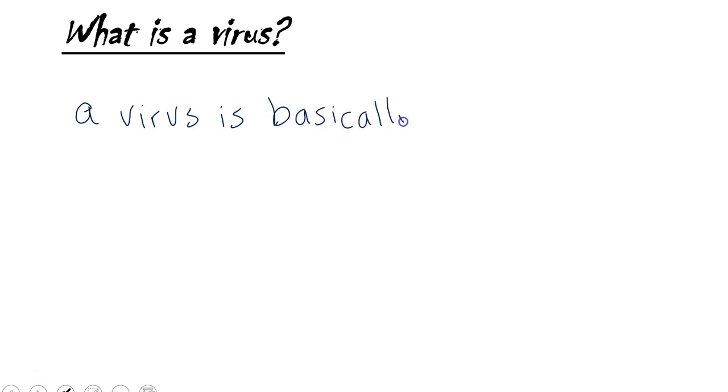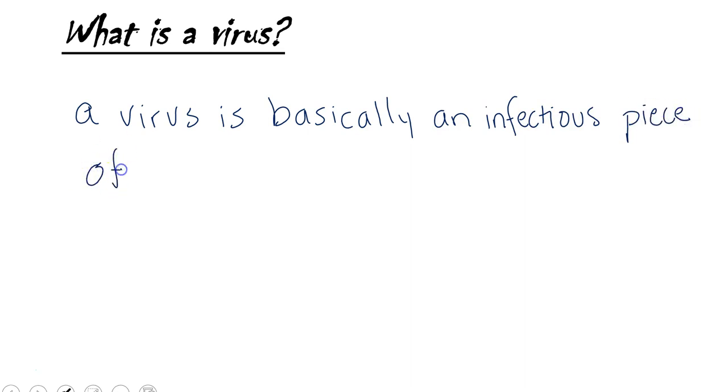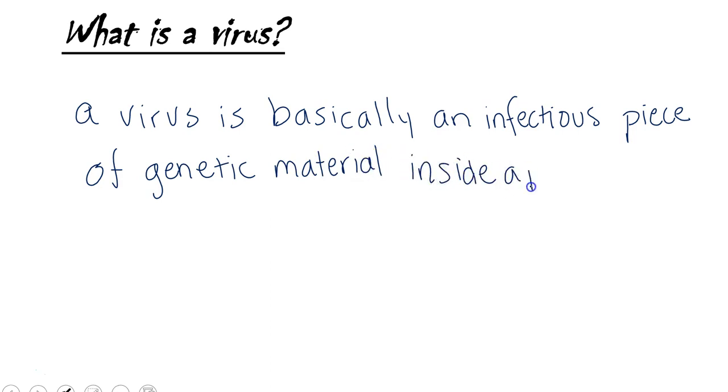So if we break it down to its basic form, a virus is basically an infectious piece of genetic material inside a protein coat. Alright, so if that's what it is, what does this look like?